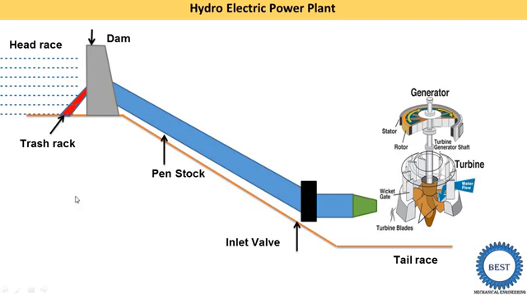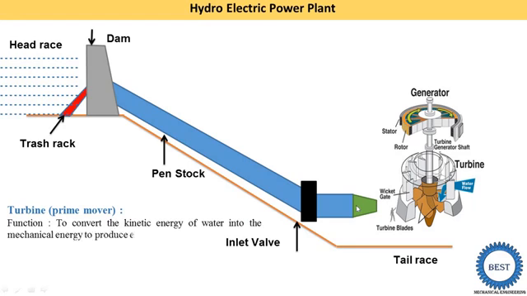So what is our next component? The next component is the turbine. The turbine is also known as the prime mover. So what is the function of the turbine? To convert the kinetic energy coming out from these nozzles into mechanical energy.